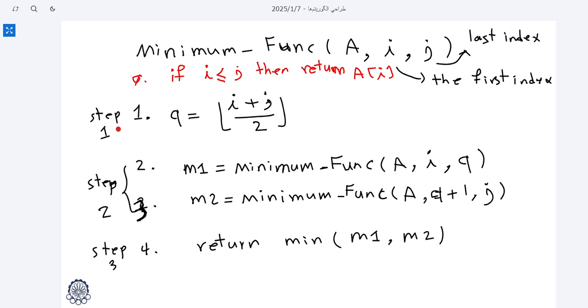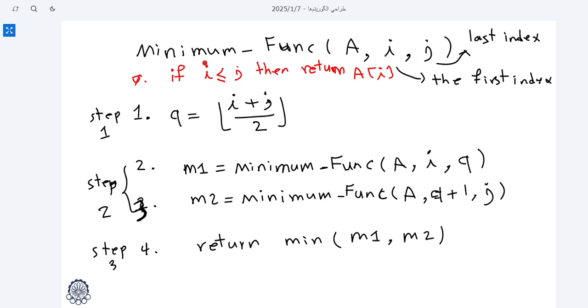The first step of our algorithm is dividing the array into two parts. So we compute the middle index. The middle index can be obtained by adding the first index and the last index, I mean I plus j, then dividing it by 2. I plus j divided by 2 may not be an integer, so we take its floor to make it an integer.